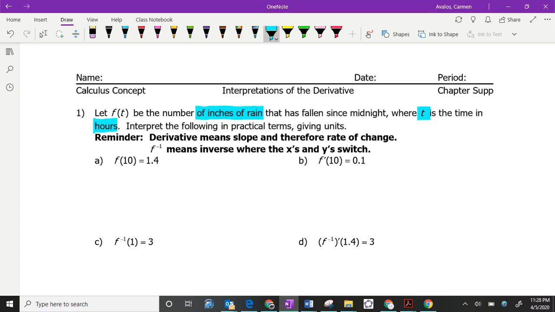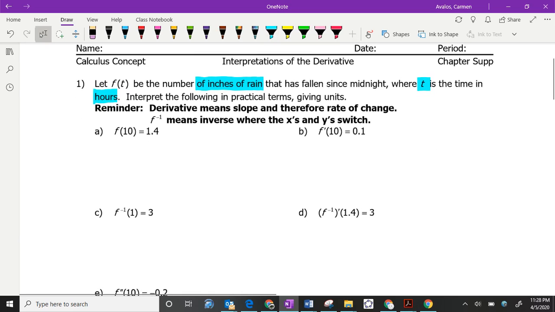One of the things you have to remember is that the derivative means the slope, and therefore it's the rate of change, how things are changing. And the inverse means that we've switched the X and the Y. Those are important things for you to remember. So here is our function: when we put in 10, I get 1.4.